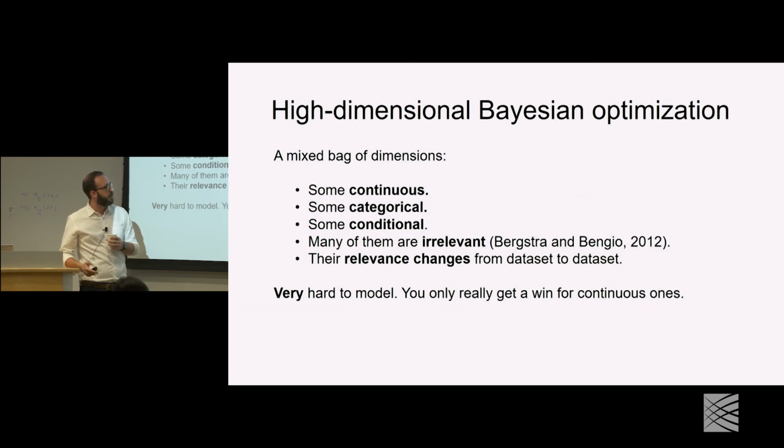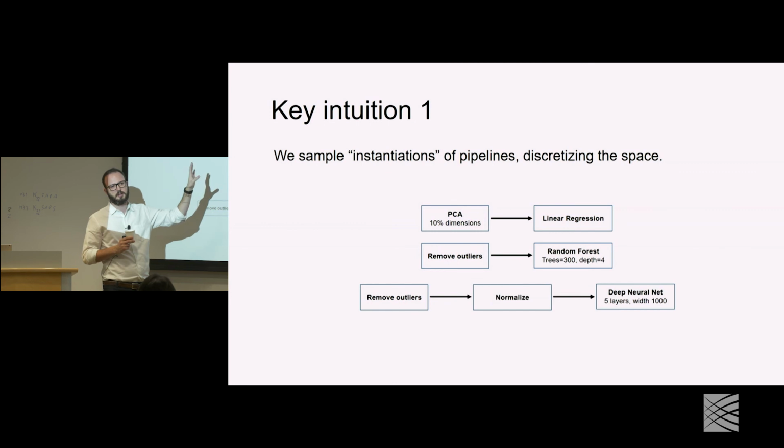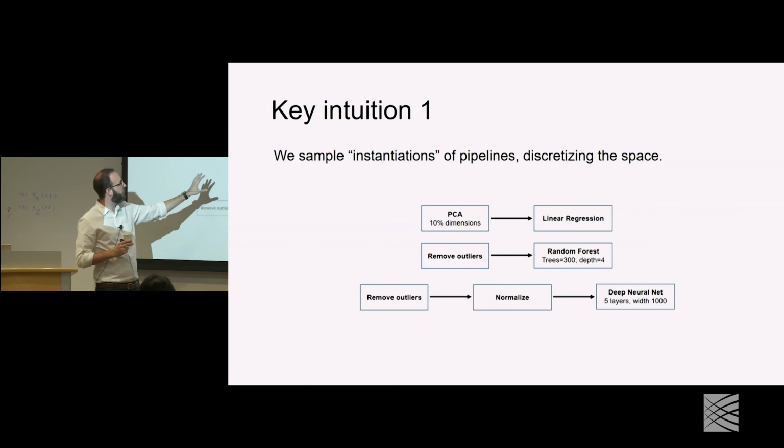Right. So here's the key intuition behind our approach. You should get this. If you don't get it, just stop immediately because this is important. I completely gave up trying to model the space continuously. I'm not doing Gaussian processes as in the first slide, where you see a function that changes as you change the hyperparameter. Here, all I'm doing is discretizing the search space.